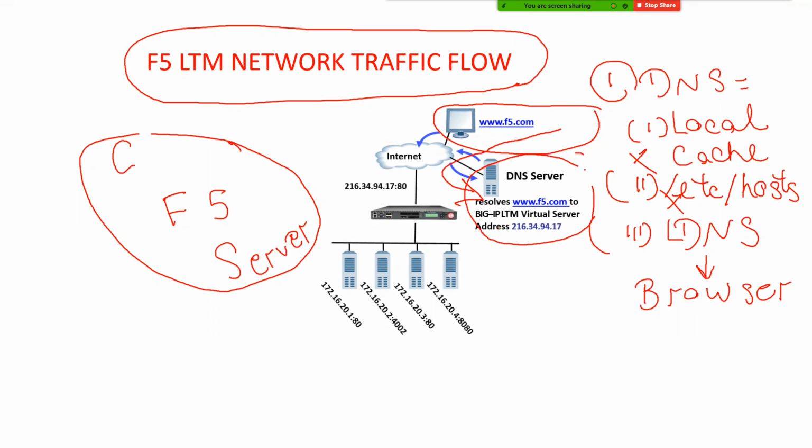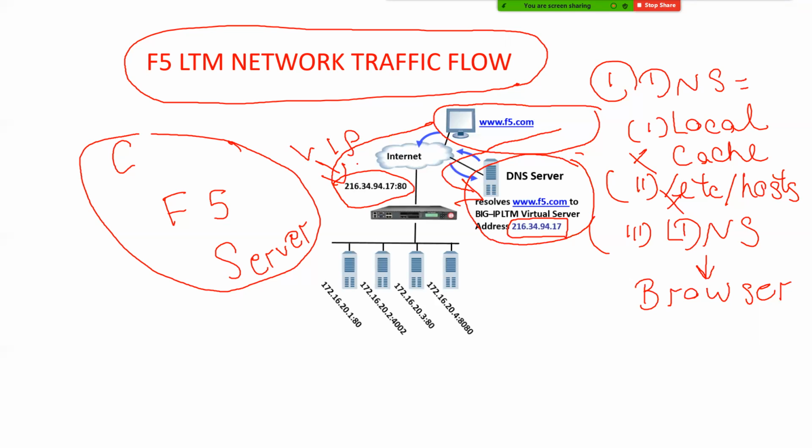It will resolve www.f5.com to this IP address, 216.34.94.17. Once it gets the entry, the client will access your application, your web, on this IP address. So we have a web which is configured as 216.34.94.17 colon 80.